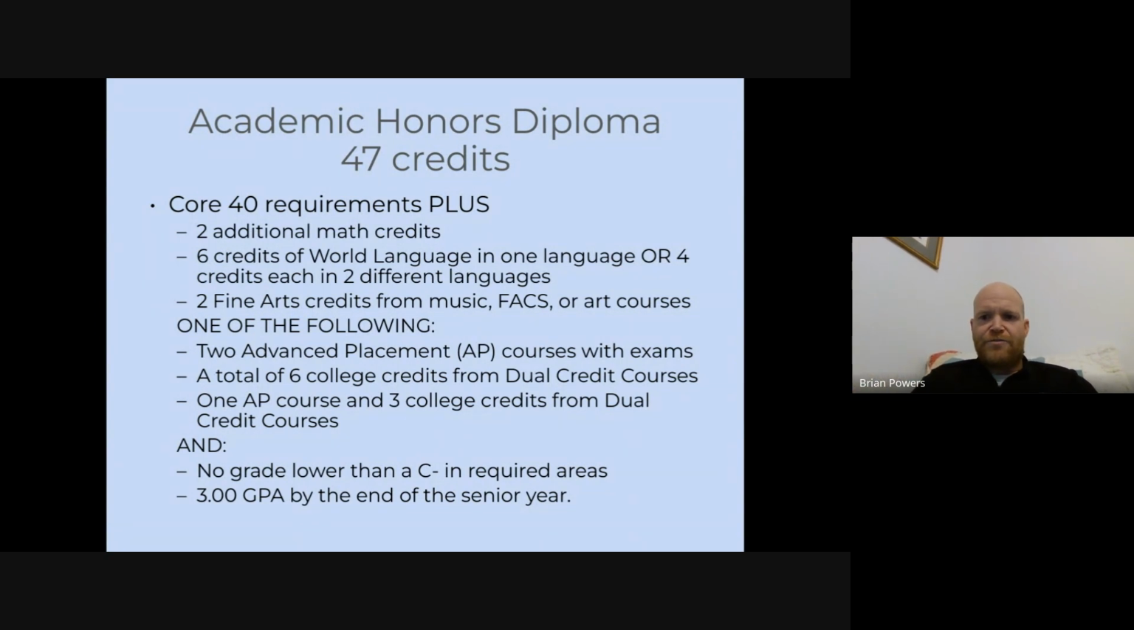Most of those are through IU. We do have a few that are through Ivy Tech, but most of our dual credit courses are through Indiana University. They average about 3 credits per semester for the most part. Or you could take 1 AP course and 3 college credits from dual credit courses, so you can mix and match.